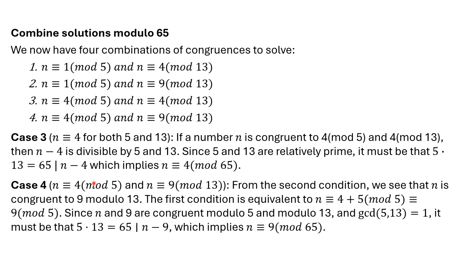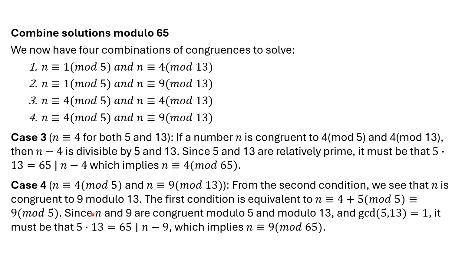So let's look at case number 4. From the second condition, we see that n is congruent to 9 mod 13. And then the first condition we can rewrite slightly. This implies that n is congruent to 4 plus 5 mod 5, which is congruent to 9 mod 5.